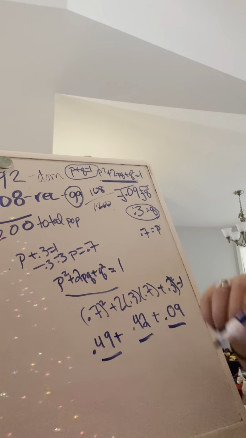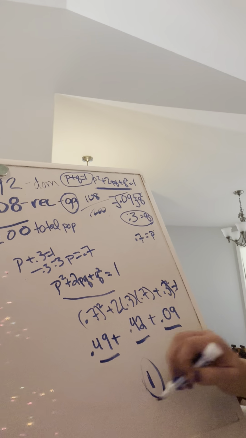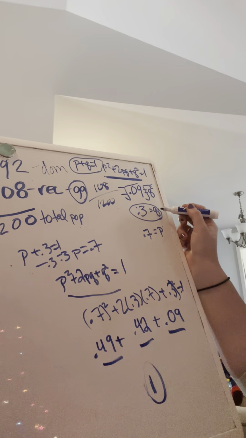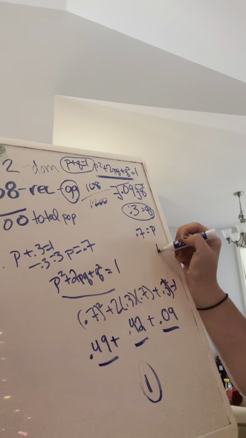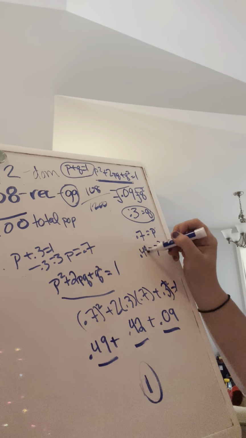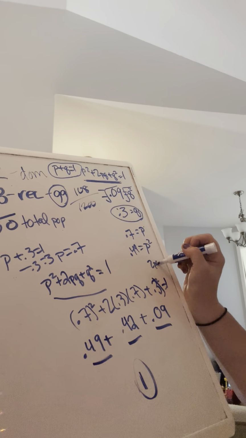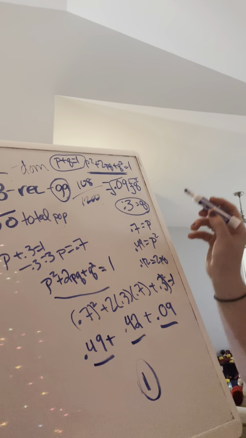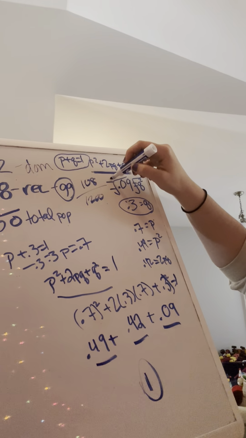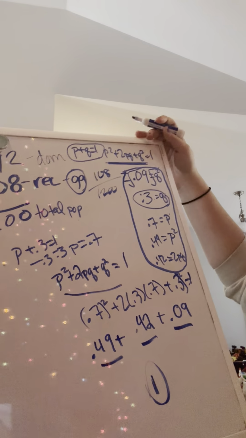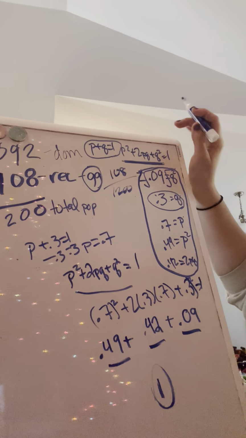So 0.42 plus 0.49 plus 0.09 equals 1. So Q squared, P squared 0.49, 2PQ equals 0.42. So what those circled numbers are, those are the allele frequencies.